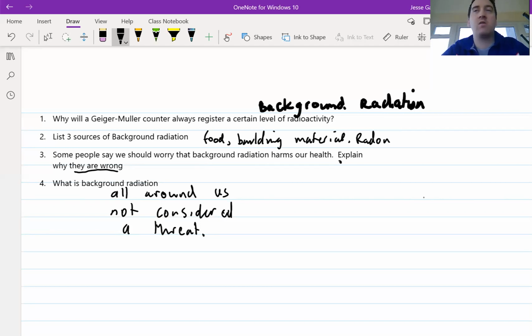It's when the count goes up for some reason, that's where we have information that something is wrong, that there's a bigger source of radiation around that might cause the levels to be unsafe, and then we can do something about it.